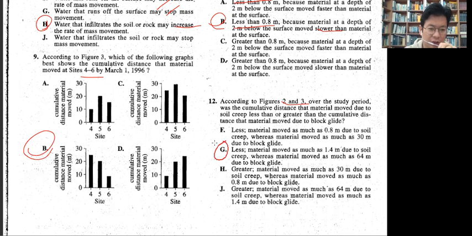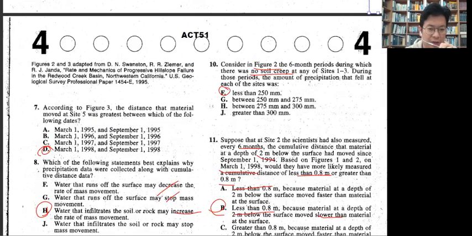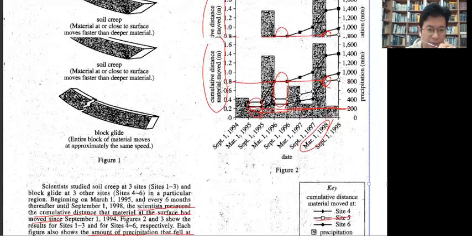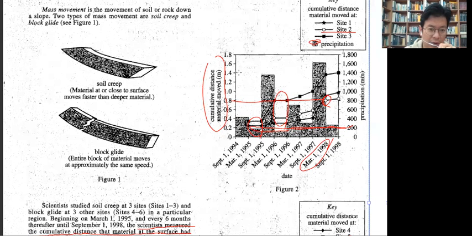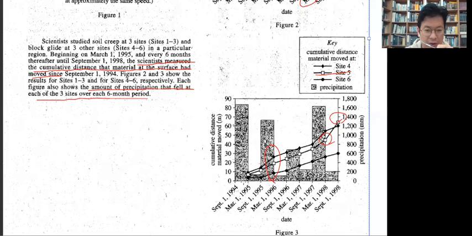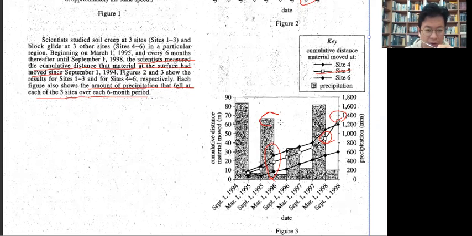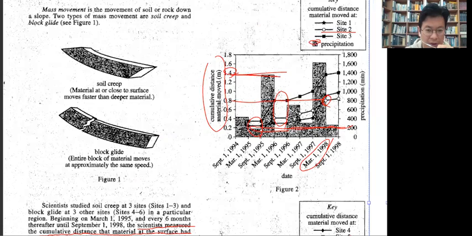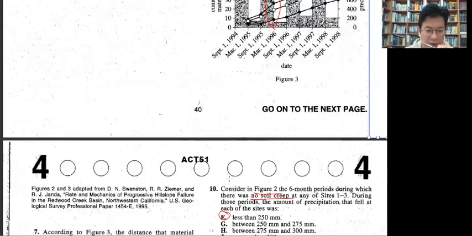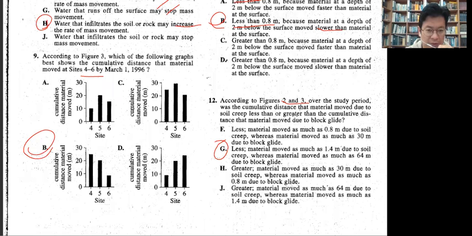It says G. Yeah. Material moved as much as 1.4 due to soil creep. Because if you see, 1.4 is this one, right? And then 64 is this one. That's what we're talking about here. And then because of that, you know, what to say is G.